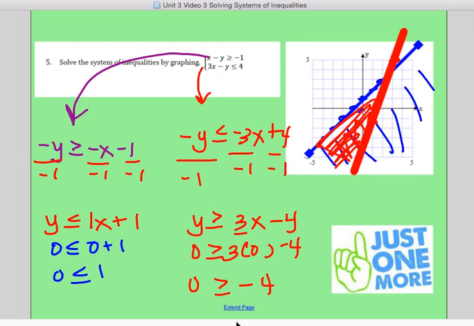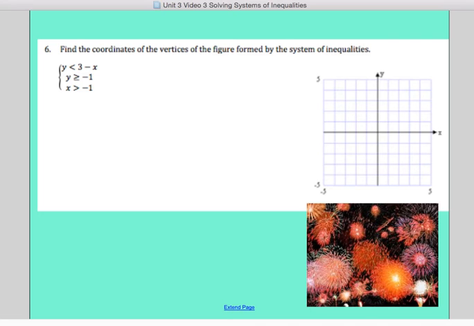Okay. Any questions on example 5? Please let me know. Otherwise, we're going to move on to our last example, example 6. A little bit different. It says, find the coordinates of the vertices of the figure formed by the system of inequalities. So this time there is 3. The first one is going to be a dashed line. And one thing that you should be careful of is they have the y-intercept and slope mixed around.